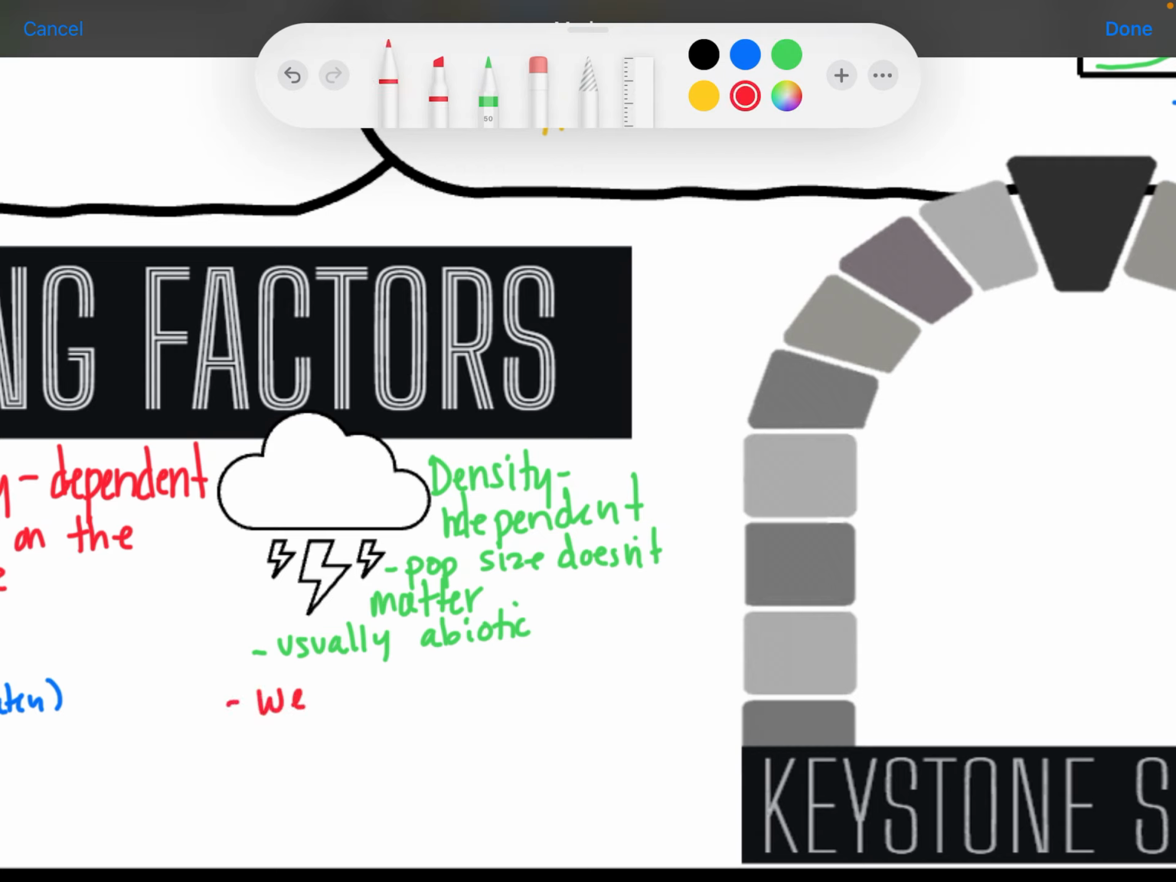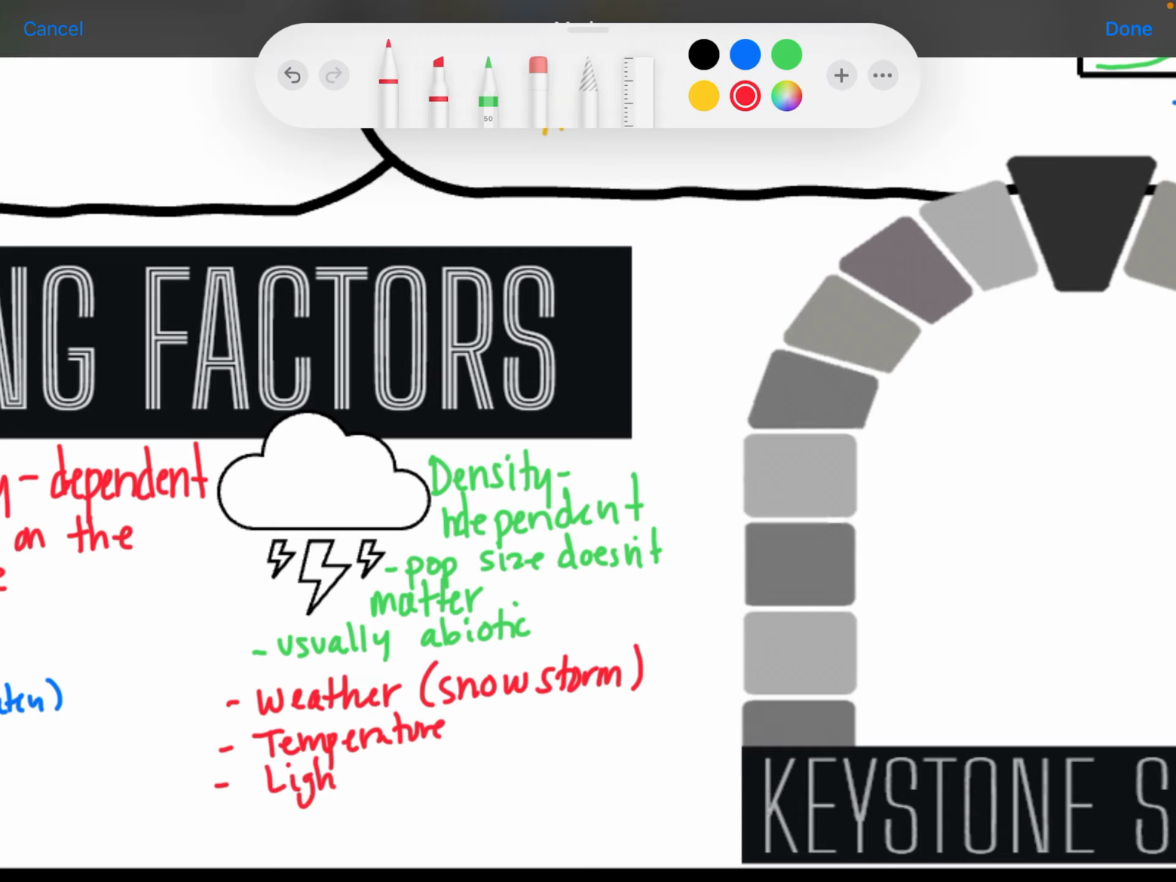Examples of this could be weather. So a snowstorm could wipe out a population because the temperature becomes too low and organisms die, therefore their population goes down, but it has nothing to do with how many there were. The snowstorm just happened. It could be temperature related.